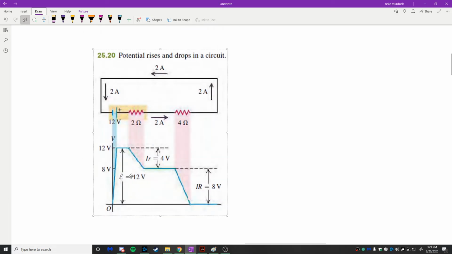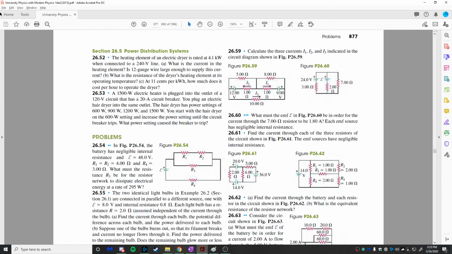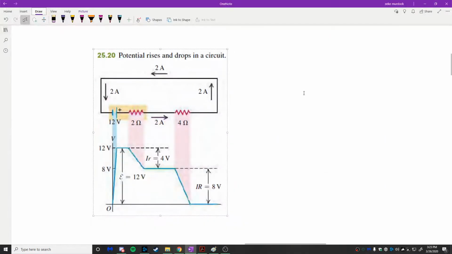So what you have here, and I apologize for all these visual artifacts. I need to get a different quality PDF. This is just coming from the PDF for University Physics, and for whatever reason you get these weird things happening here, but we'll just stop and look at what we have. There's a battery right here, 12 volts, ideal EMF source. The battery is the brown box, 2 ohms, and then 4 ohms.